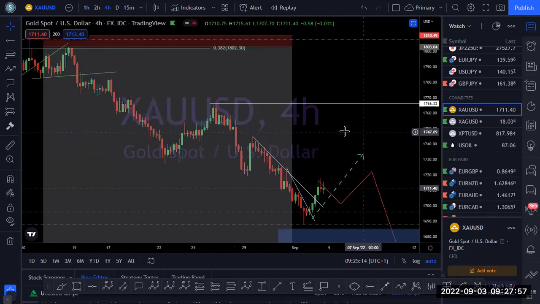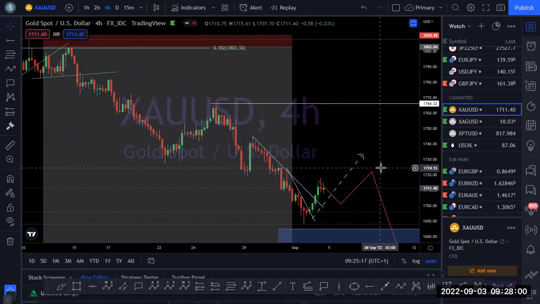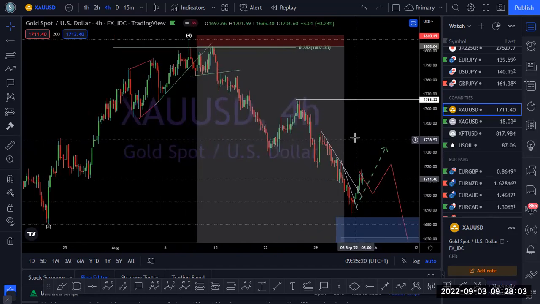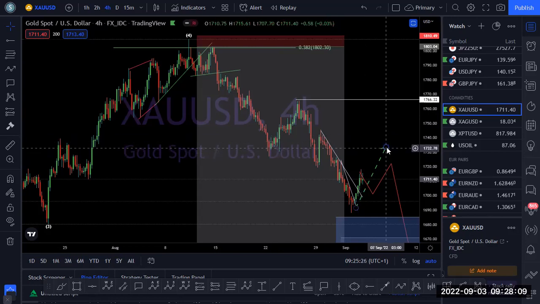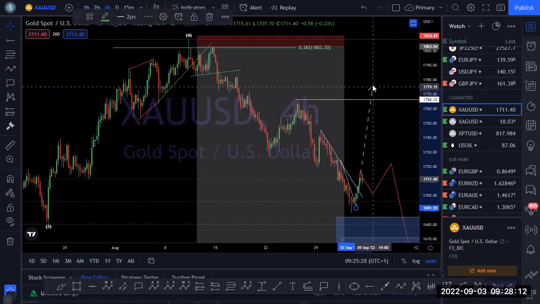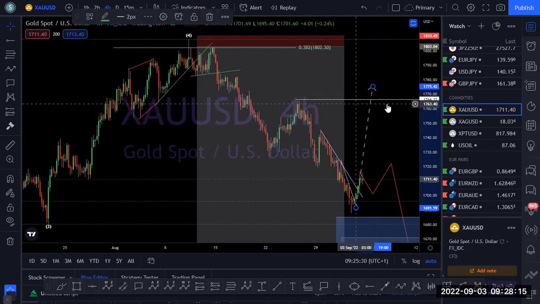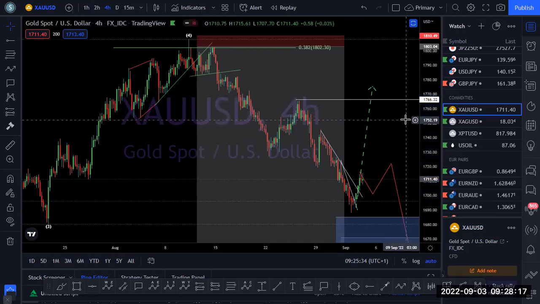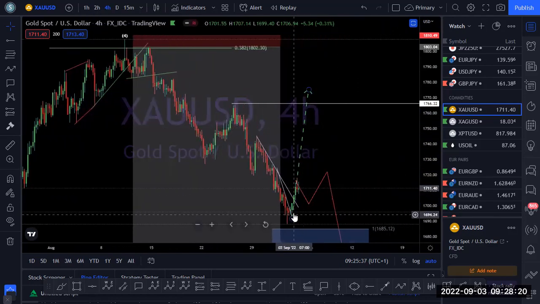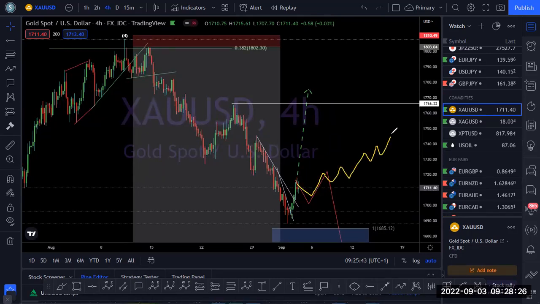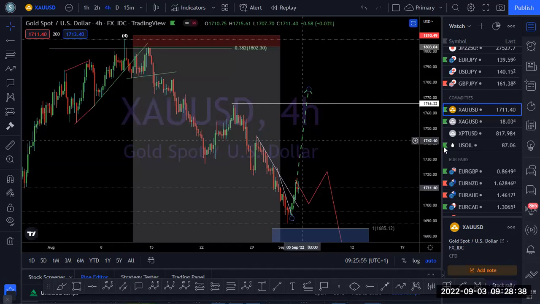I'm looking for an ABC to sell gold once more. The only thing that would make me not sell again is if it keeps going up and breaks this level, 1762, 1766, then I will no longer look for sell. But if it keeps going correctively, it can still drop. But if it goes sharply, then I look for this and buy again. So for now, gold is still bearish from my point of view.